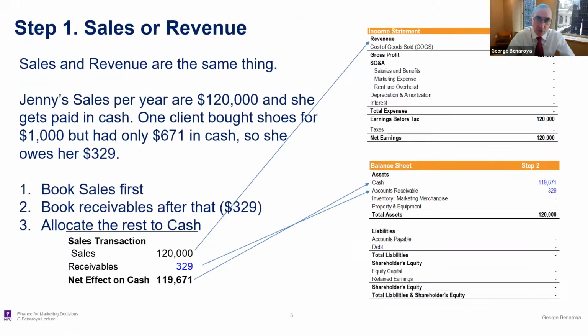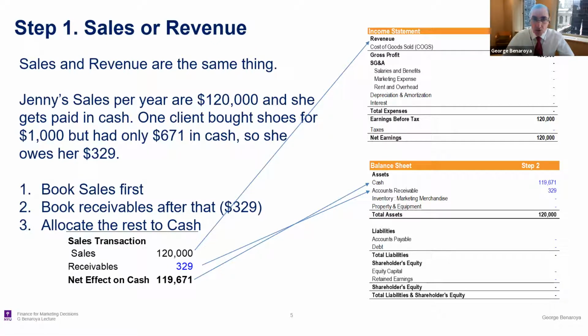So let's go now through each one of the transactions. We said that Jenny sells about $10,000 per month or $120,000 per year, and she gets paid in cash. Now, one of her clients bought a pair for $1,000, but she only had $671 in cash. The difference she would pay her later. So the process we're going to do is, first, we are going to book sales, which we said were for the full year, $120,000.